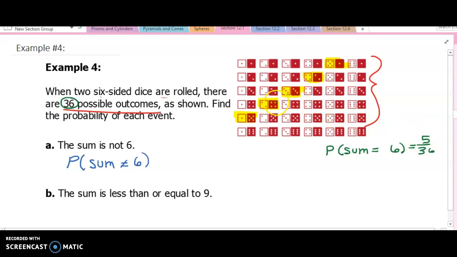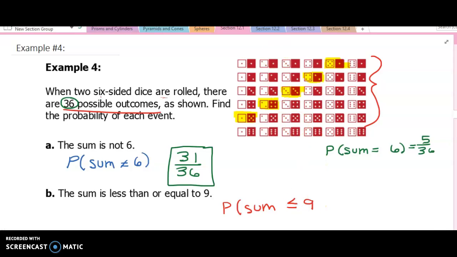Okay, so if it sums to 6 five out of the 36 times, that means that the rest, it doesn't sum to 6. So if there's 36 total combinations, and 5 times they sum to 6, that would mean 31 times they do not. And if that's confusing to you, you can just go ahead and count all these, and you'll get 31 out of 36.